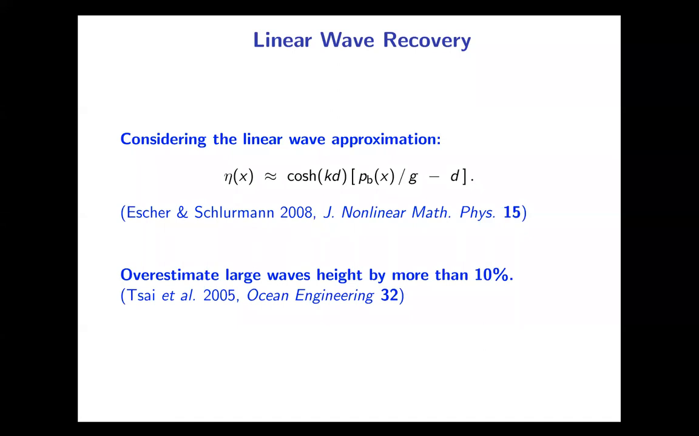That's what Escher and Schumann have been doing. Some experiments show that this approximation overestimates the height of the wave by about 10% for large waves. So it's still significant. It's better than the previous one, but it's not that great.